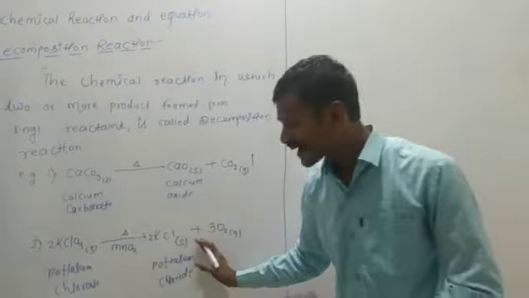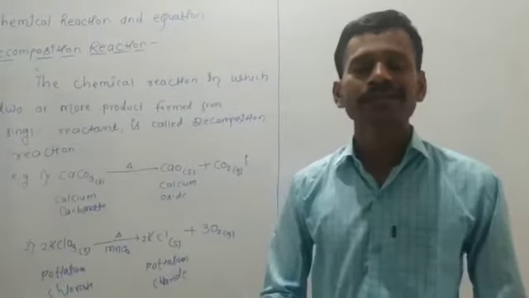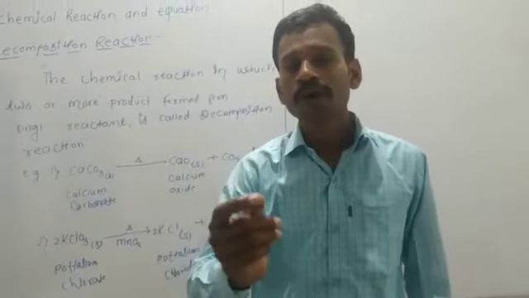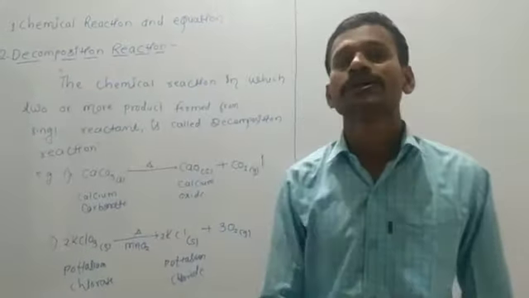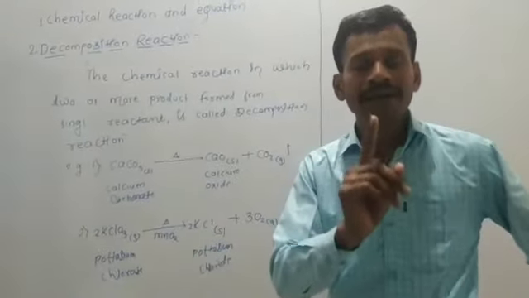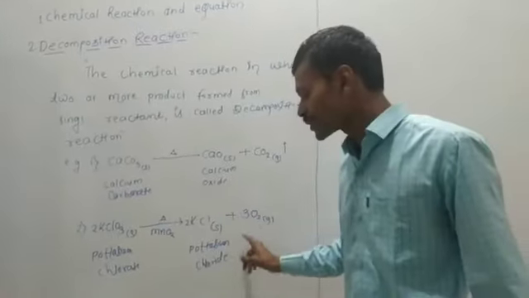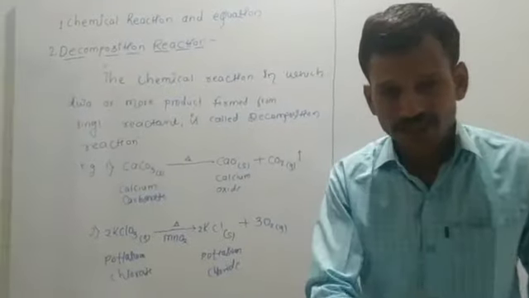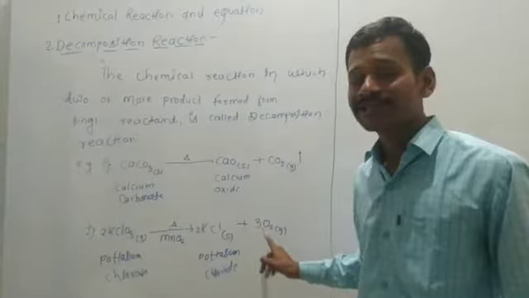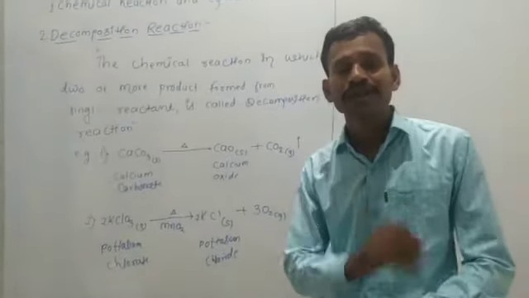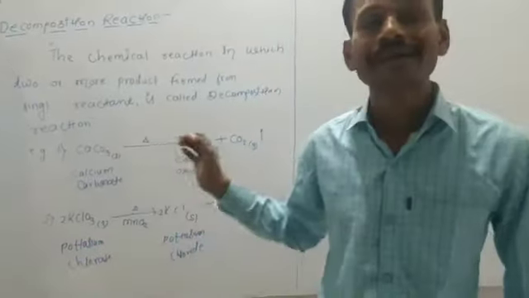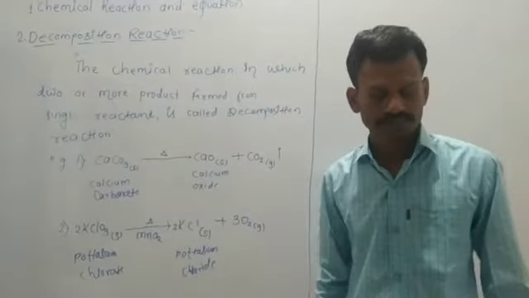Again, this type of reaction is a decomposition reaction, because in this reaction, if you observe, from one reactant, two products are formed. One is potassium chloride, and the second one is the oxygen gas. That's why this is again a decomposition reaction.